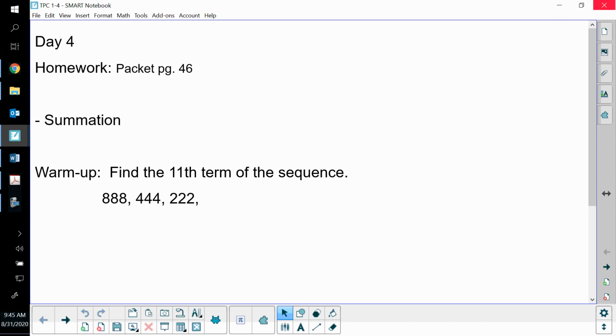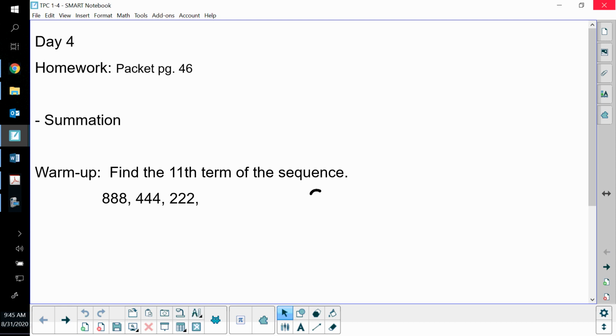So we want to find the 11th term of the sequence. So the first question we should always ask ourselves: are we dealing with arithmetic or geometric? I like to personally look for arithmetic first. So the sequence is clearly going down, and it's going down by 444. Well, if you go down by 444 again, that's not going to take you to 222. So that rules out arithmetic, meaning we're working with geometric.